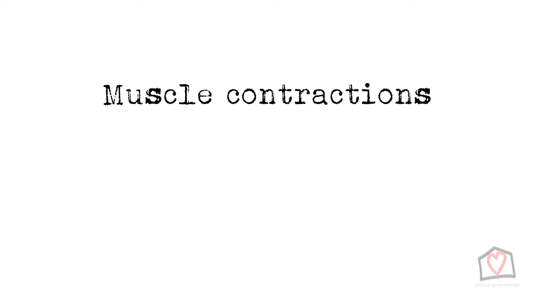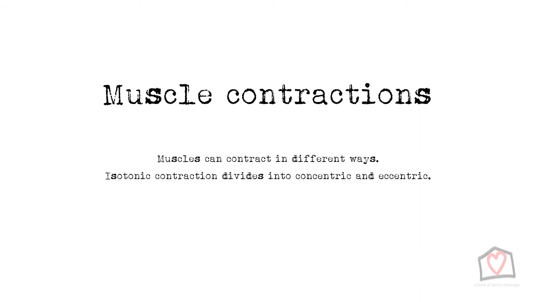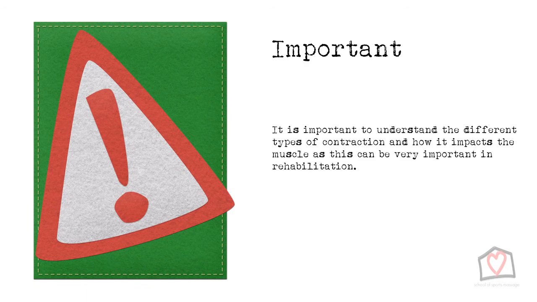So let's move on from the structure of muscles and have a look at what they can do. Muscles contract in different ways. The terms used for the different contractions are isotonic, which divides into concentric and eccentric, isometric, isokinetic, and stretching. It is important to understand the different types of contraction and how it impacts the muscle, as they can be very important in rehabilitation.